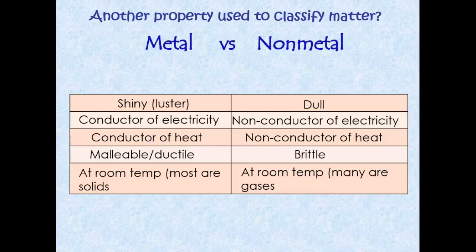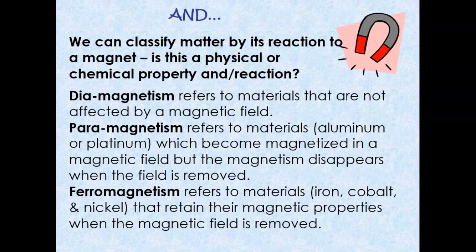Your nonmetals, on the other hand, don't conduct electricity or heat. Instead of being able to bend and move, they're brittle. And at room temperature, many of them are gases. But these are all physical properties that help us describe a nonmetal and a metal that we can then use to classify matter. All right.